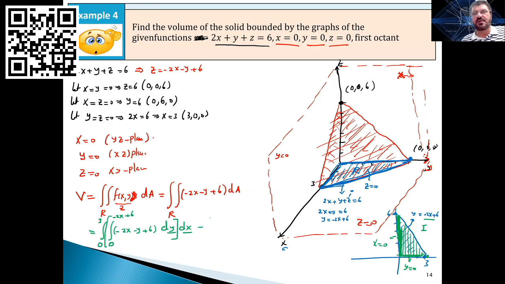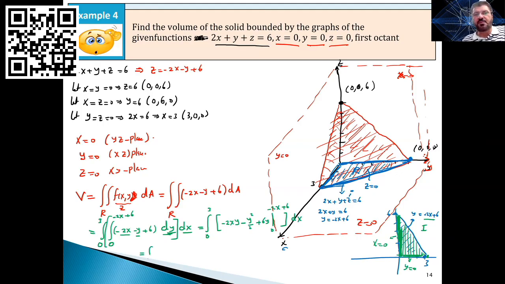And this is equal to the integration from 0 to 3. Let's integrate with respect to y. What's the integration of this one with respect to y? So open bracket. So this is minus 2x, y. We treat x as a constant and the 2 as a constant. Minus, what's the integration of y with respect to y? It's y squared over 2. What's the integration of 6? It's 6y. And this is from where? From 0 to minus 2x plus 6. We close and we say dx.